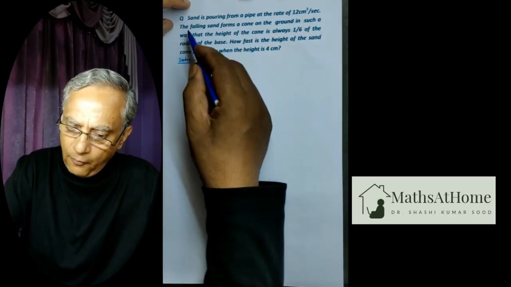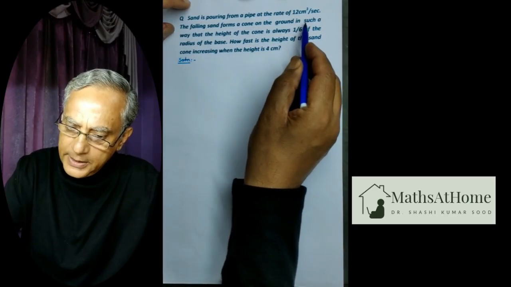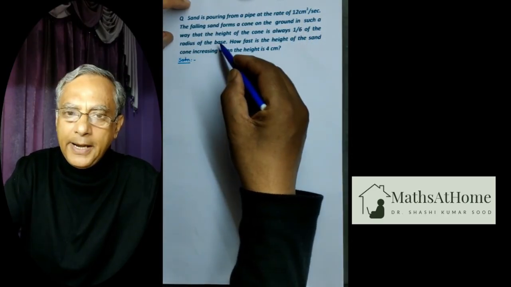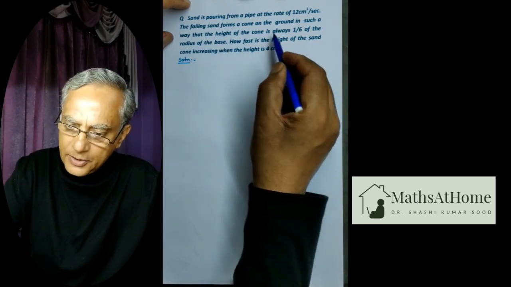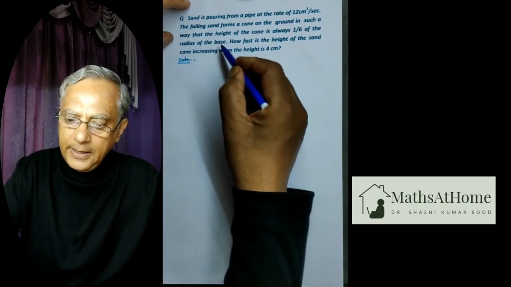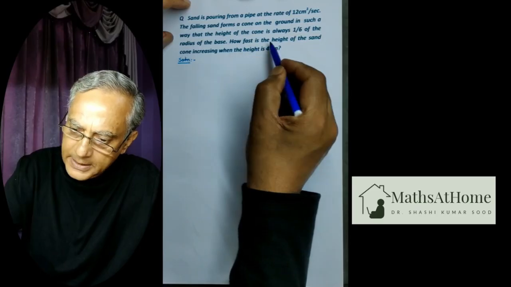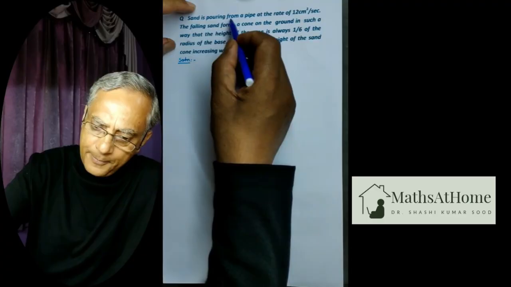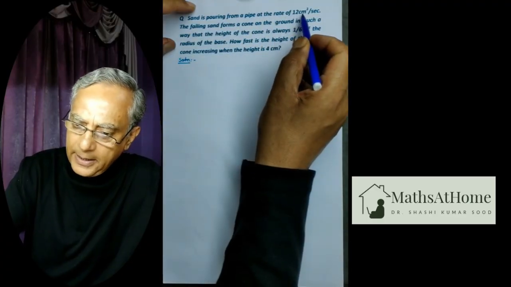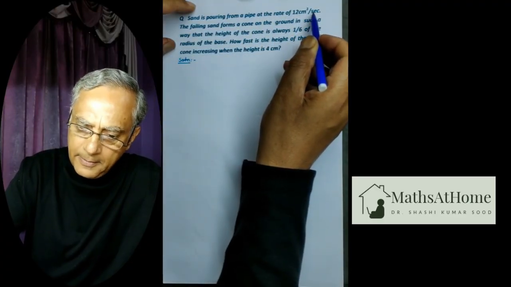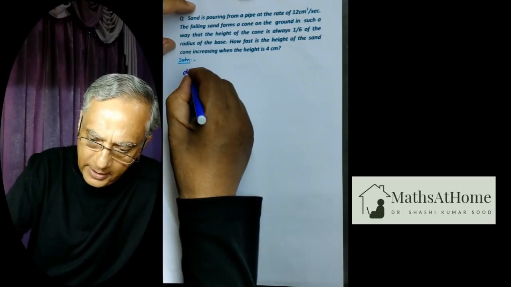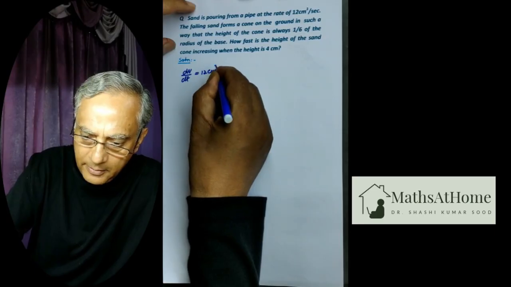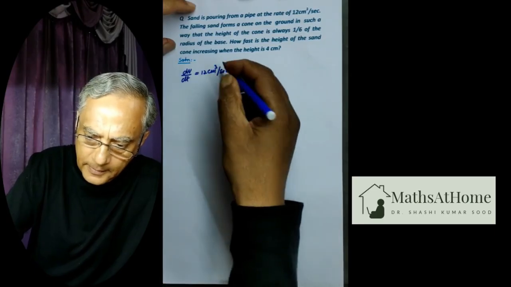second. The falling sand forms a cone on the ground in such a way that the height of the cone is always 1/6 of the radius of the base. How fast is the height of the sand cone increasing? So what we do is, sand is pouring from a pipe at a rate of 12 centimeter cube per second. So we are given dV by dt is equal to 12 centimeter cube per second.